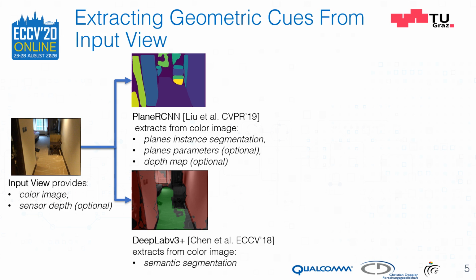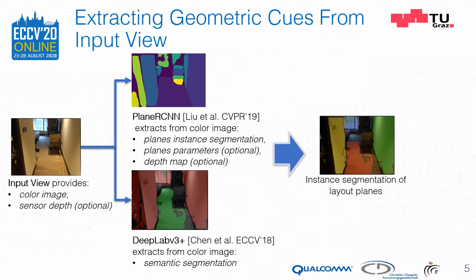DeepLab v3+ extracts semantic segmentation from the color image, providing semantic meaning to the detected planes. When combined, we are able to extract layout planes from a single view. More exactly, by overlapping detected planar regions and semantic regions corresponding to layout categories, that is, floor, wall, or ceiling, we filter the layout planes from the remaining detections. We obtain instance segmentation of layout planes that we will later use in our optimization procedure.